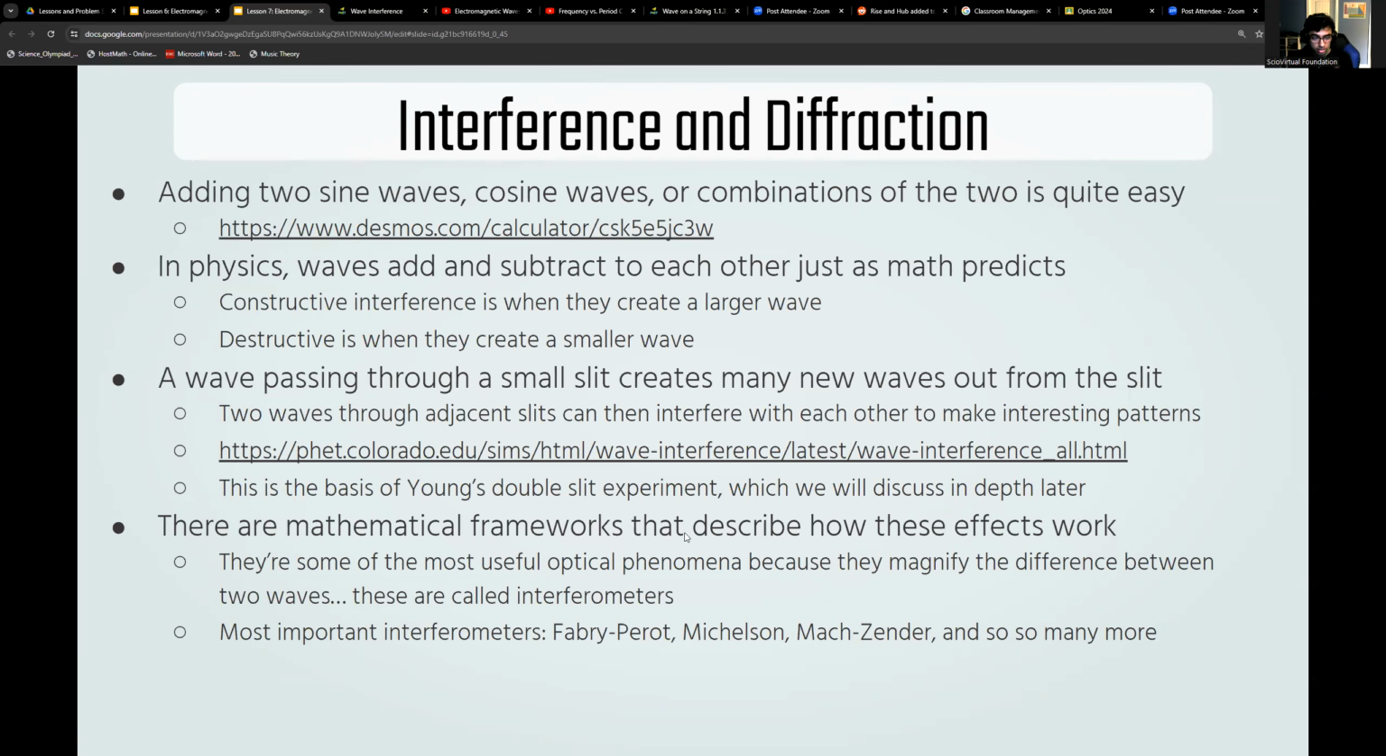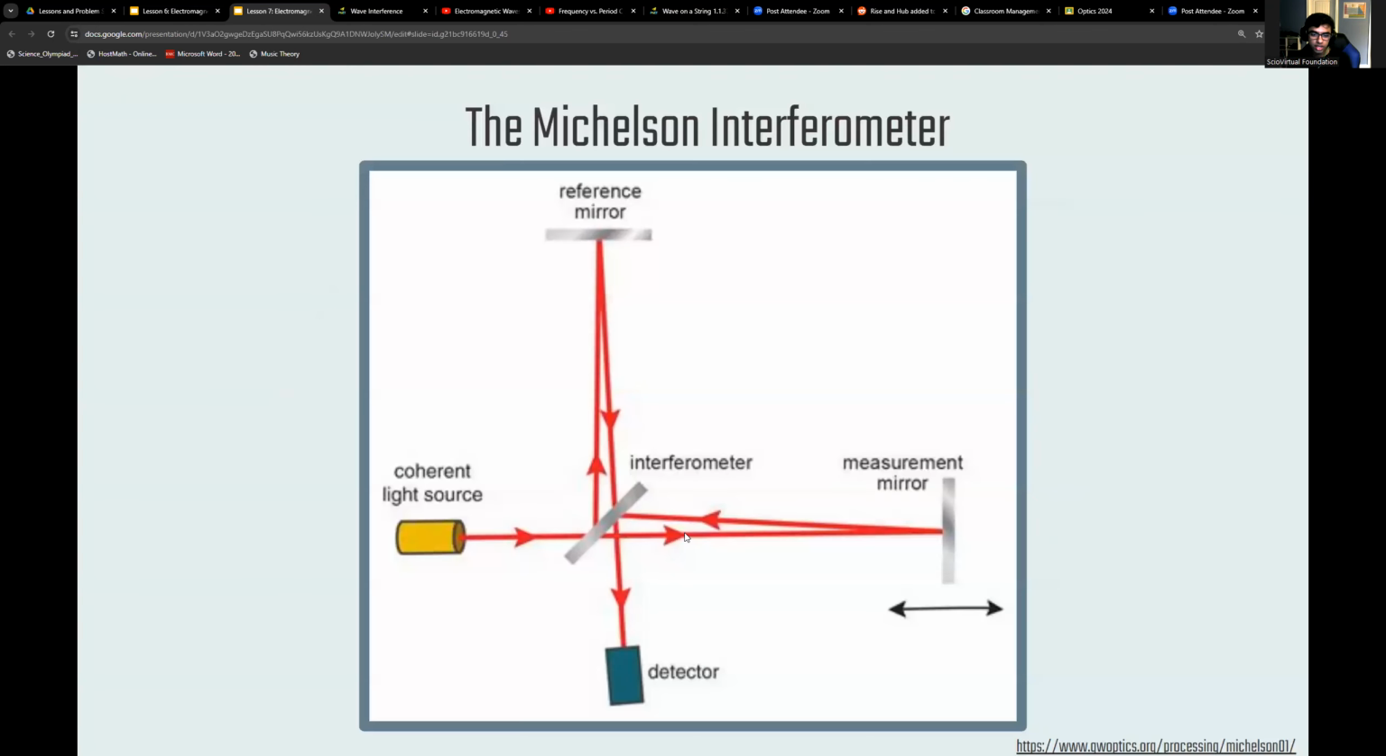I would call them some of the most useful optical phenomena because they can be used for interferometers, which you can use to make measurements of really small things like the wavelength of a wave, which could be on the scale of nanometers, without actually having a ruler that's on the scale of nanometers. So this right here is our Michelson interferometer. It's kind of our most basic interferometer.